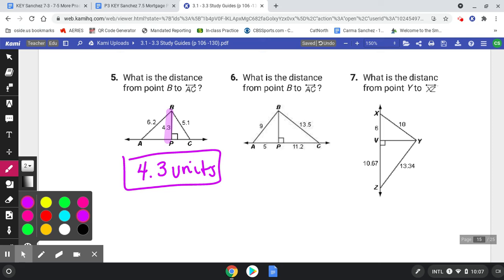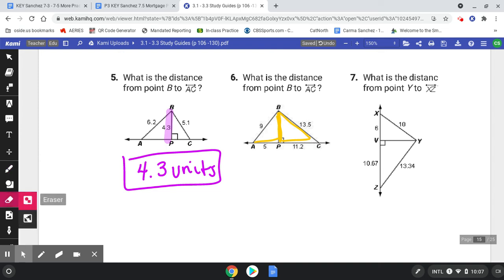Now for this next one, what's the distance from point B to AC? Notice that this one's not marked. So when we have a triangle side that's not marked, but we have right triangles, what can we use? We can use the Pythagorean. Now, which one do you want to do? Do you want to do 5 squared plus my missing side squared equals 9 squared? Or do you want to do 11.2 squared plus my missing side squared equals this hypotenuse?